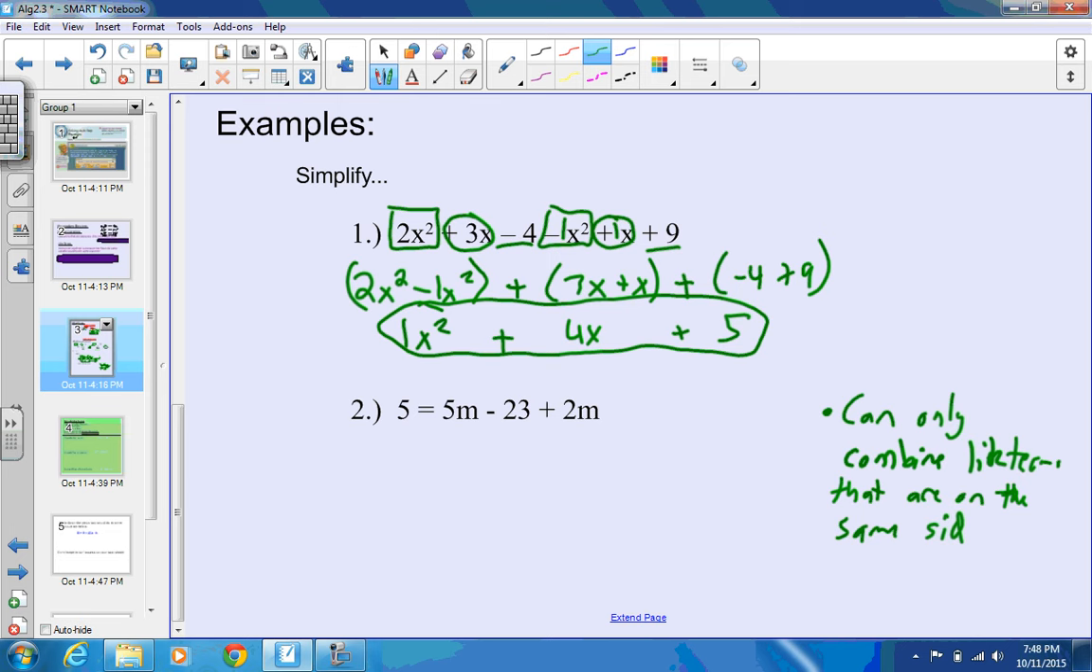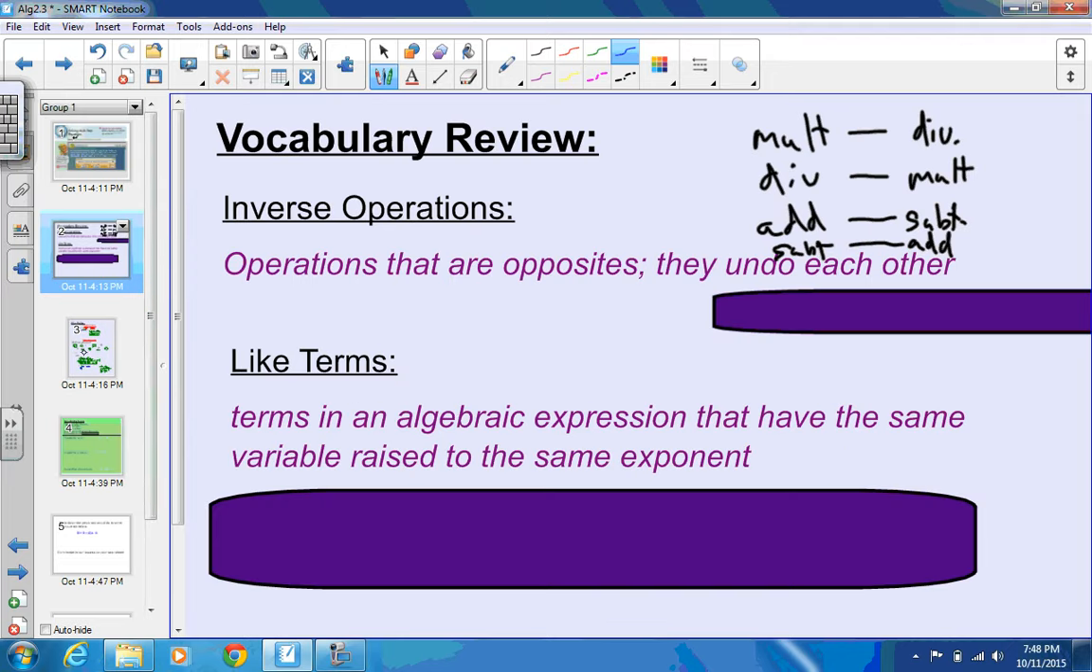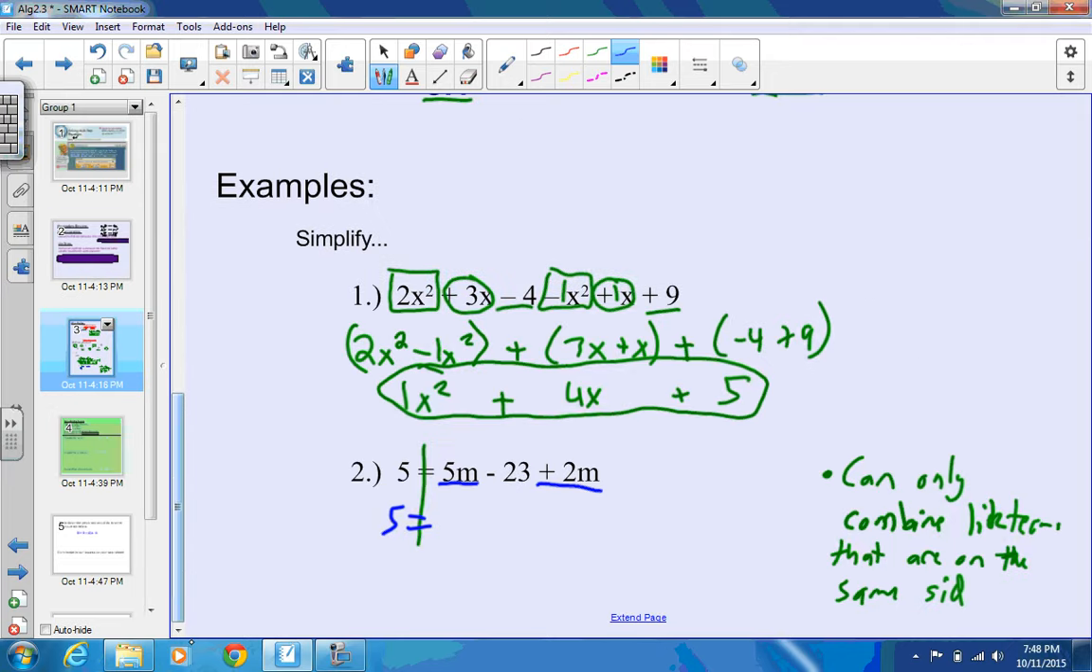So it helps just to divide this up here. We can look at anything on this side, there's nothing to combine over here. That's simplified. We can combine the 5m and the plus 2m. So then we have 5 equals, whoops, the doodles. There we go. And then the 5m plus 2m would be 7m minus 23. So it's just combining like terms that are on the same side of the equation. Okay? And then it's a two-step equation that you can solve.